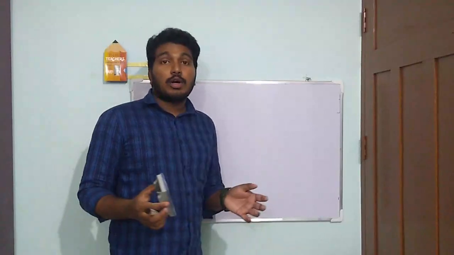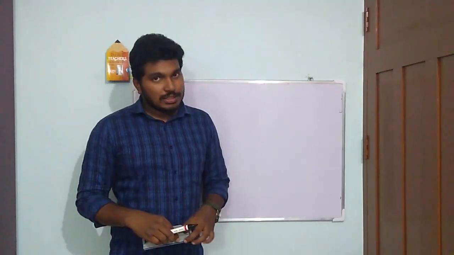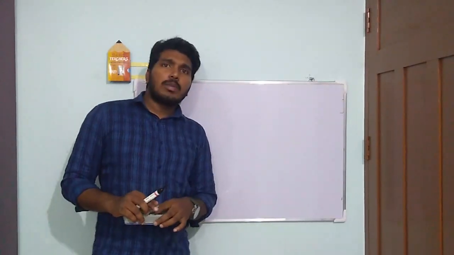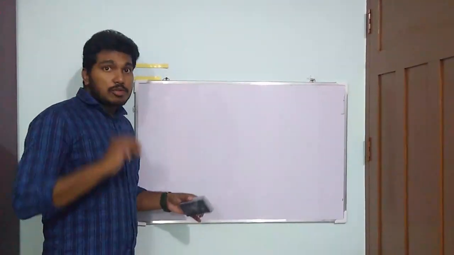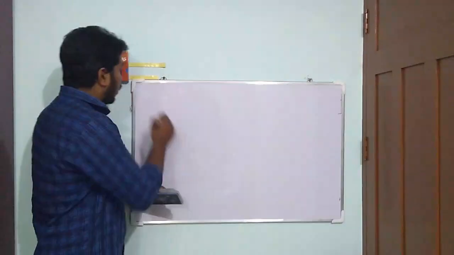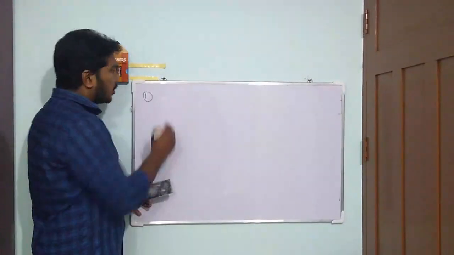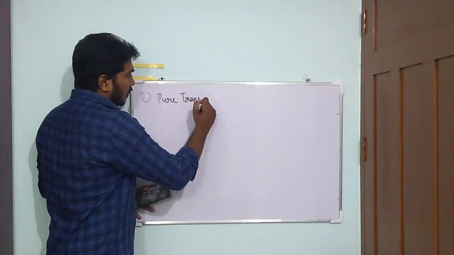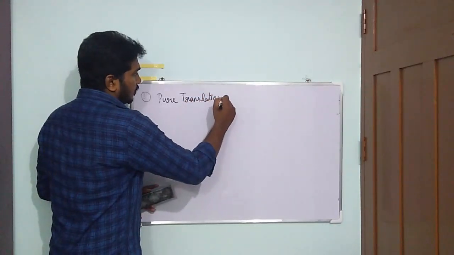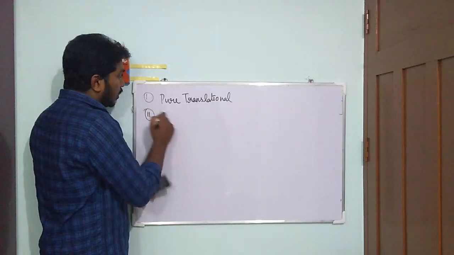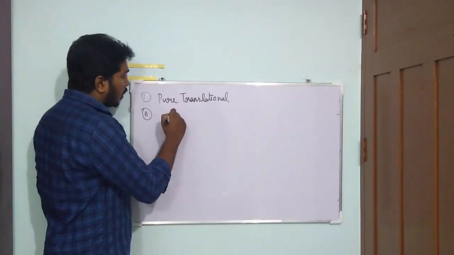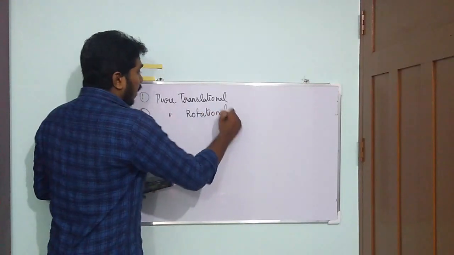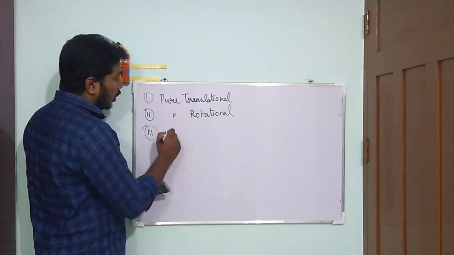Alright, now we are moving on to the fourth portion of the chapter, and that is about rolling motion. Now, when you talk about rotational motion, three types of motion we will have to analyze. One, a pure translational motion. Two, spinning motion or a pure rotational motion. And the third one is our rolling motion.